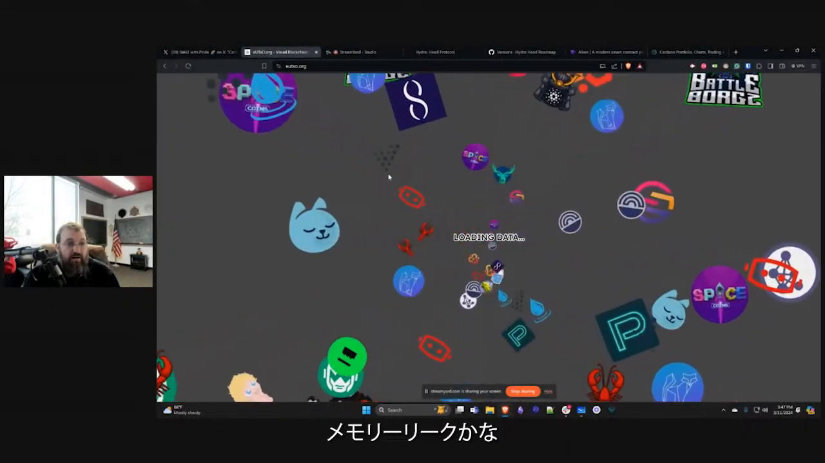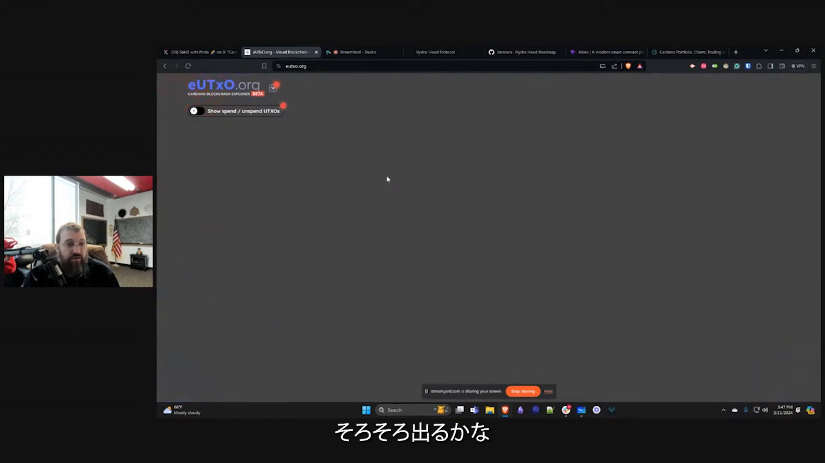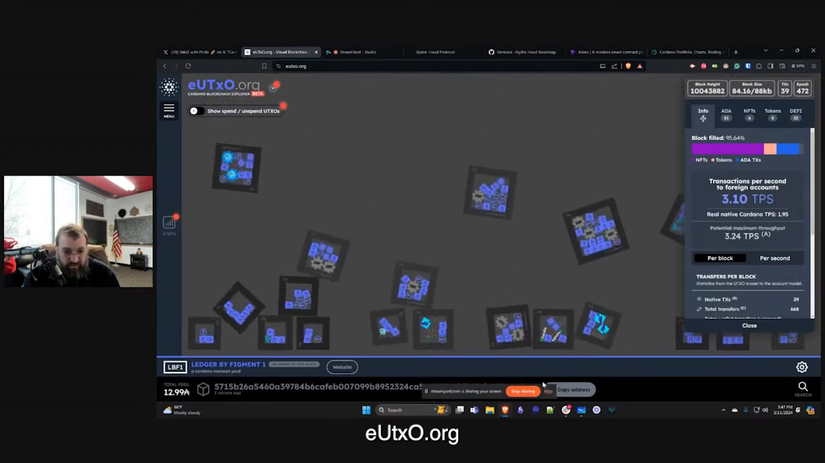been going for a while. Sometimes there's a little bit of a memory leak. And we'll see her come. extendedutxo.org. Look at all that stuff.